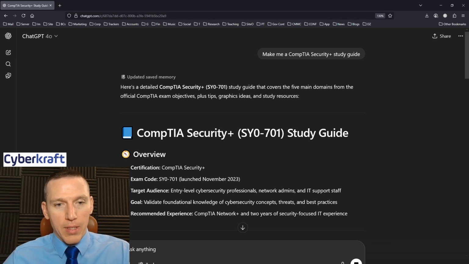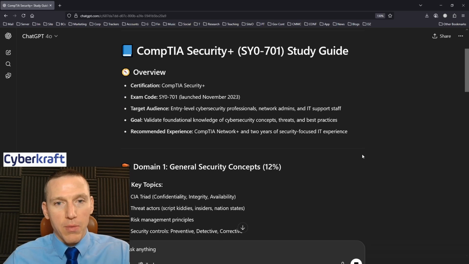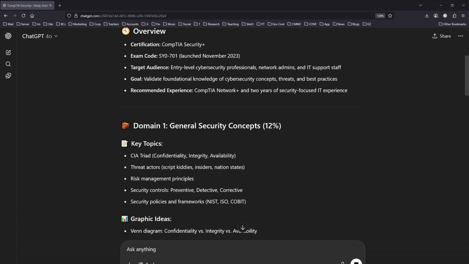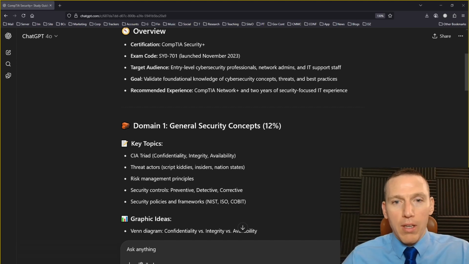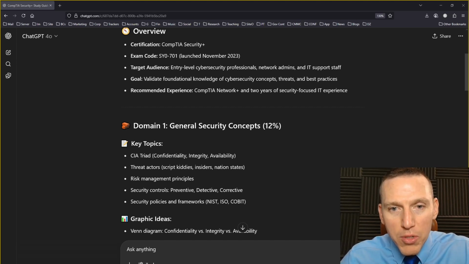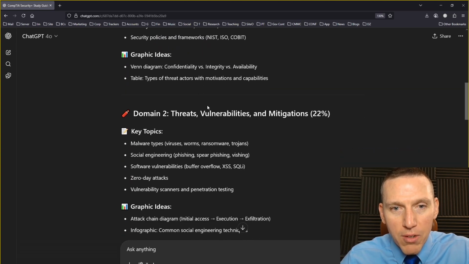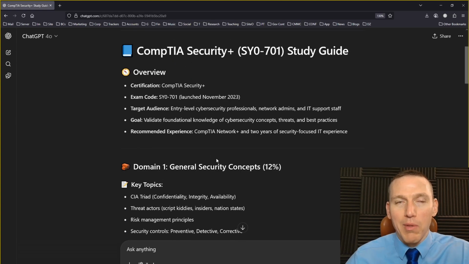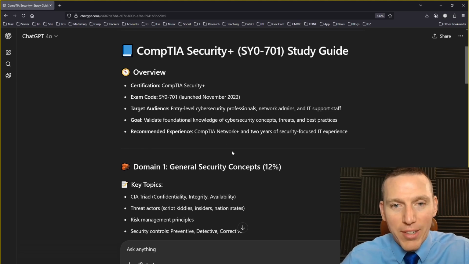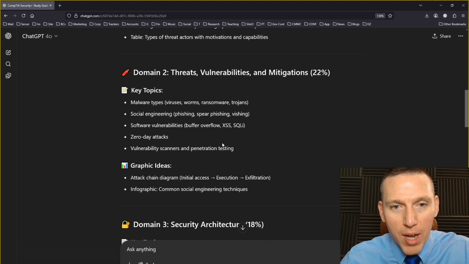So let's see. I'm taking a look at this. We have an overview here. Okay. We have general security concepts, the CIA triad. That's fine. It's missing a couple of threat actors and graphic ideas. This is one thing ChatGPT will do: it'll give you graphic ideas, but it won't actually draw the graphics, because that takes a lot more computation power. All right, so domain two, malware types.